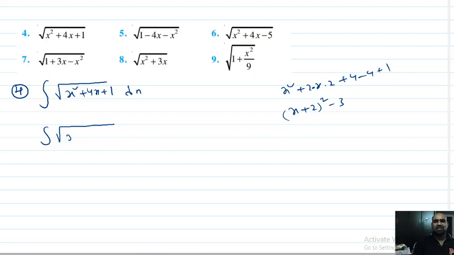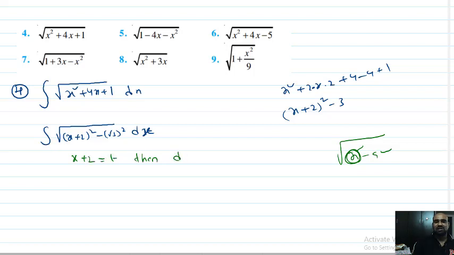So, this can be written as root over x plus 2 whole square minus root 3 square dx. Now, I want to change the total problem into the form of root over x square minus a square. So, the x coefficient is 1 and the term is x plus 2. That's why I want to take x plus 2 as t. Then dx equals dt only. Now the problem becomes root over t square minus root 3 whole square dt.